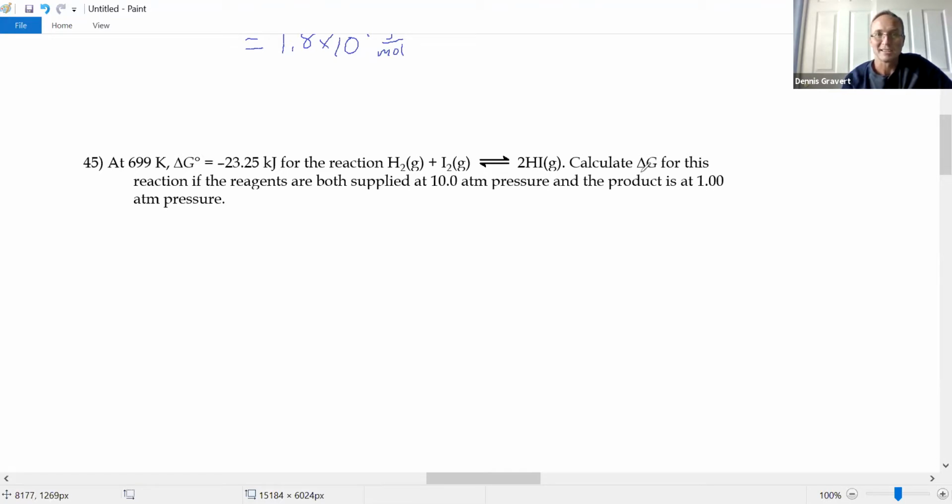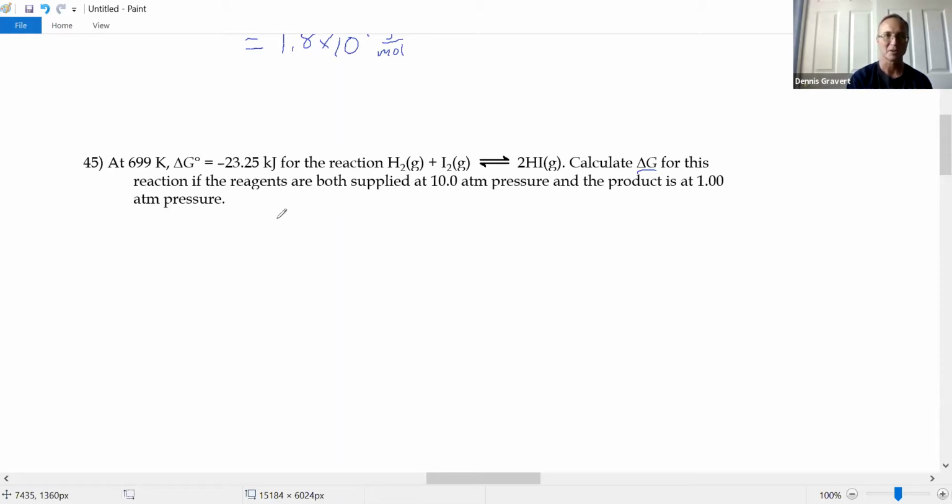So calculate delta G for this reaction if the reagents are both supplied at 10 atmosphere pressure and the product is at 1 atmosphere pressure. Okay, so to tell us what the pressures are, because these are gases, if they were aqueous, they would have told us the concentrations. And because the little degree symbol is missing, I don't think this is at equilibrium. If it's not equilibrium, this is not going to give us equilibrium constant. It's going to give us the Q, the reaction quotient.